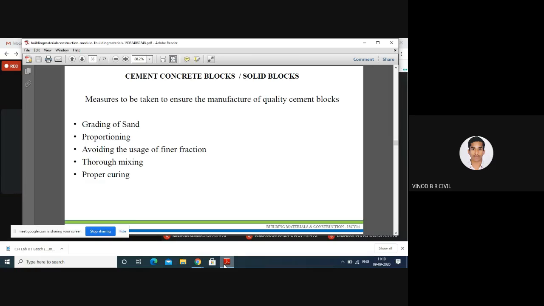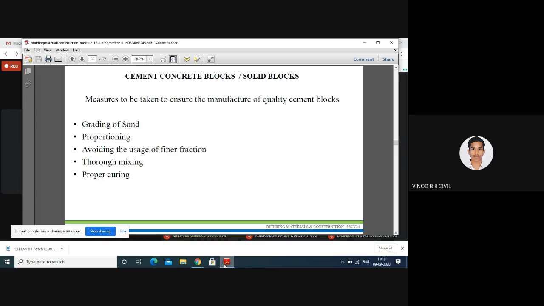Not only the materials, when we are adding the water also, it should be thoroughly mixed. After the mixing, the mix proportion should be of uniform color and homogeneous, then we can expect the strength. And the next one is proper curing.